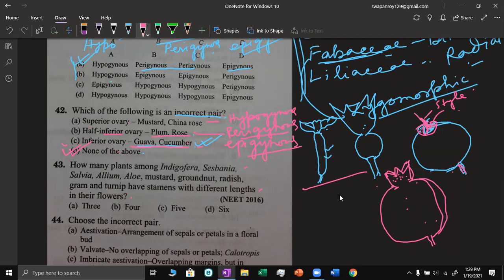Based on the different lengths of the stamens, I think we have learned one is tetradynamous and the other is didynamous. Tetradynamous condition means four long, two short. Didynamous means two long, two short. So this one is found in the mustard family, and this is in Salvia.